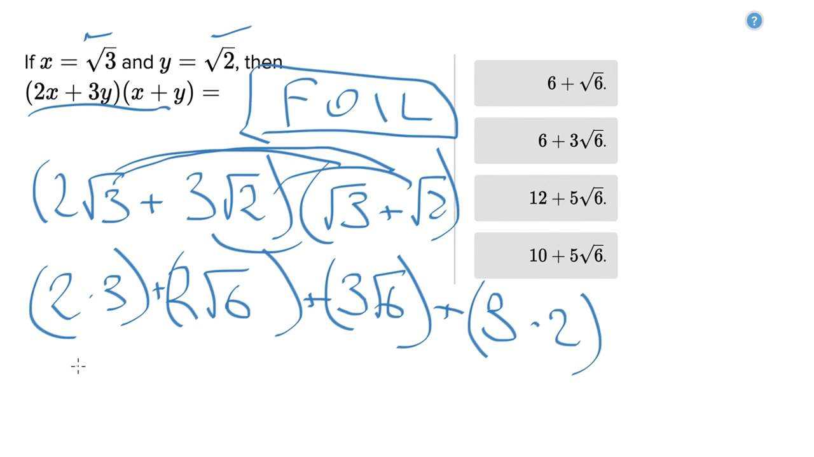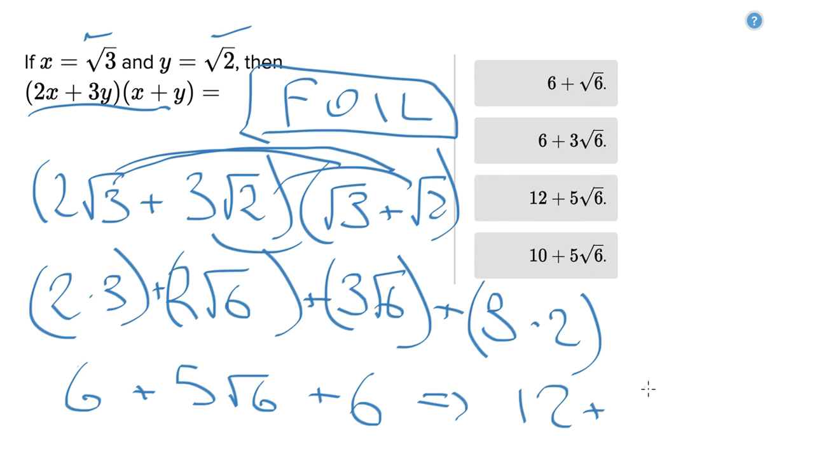So let's go ahead and simplify. 2 times 3 is going to be 6. 2 times the square root of 6 is going to be the exact same thing as saying, well, let's go ahead and put these together first. That's going to give us 5 square root of 6 and then plus 6 again. So if we add these together, that's going to give us 12 plus 5 root 6.